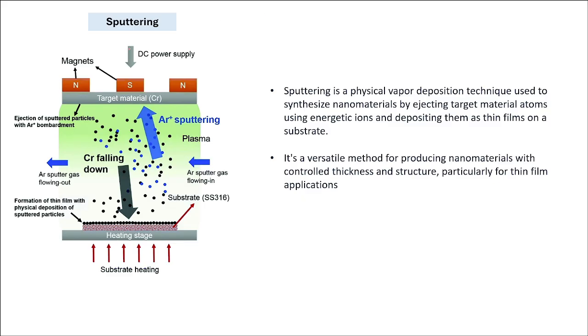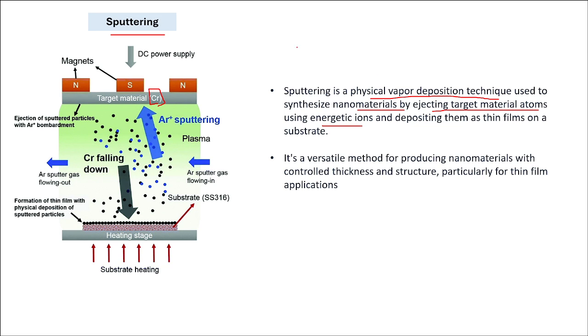Now, the other method is sputtering. What does sputtering mean? In this case, suppose this is the target material, and these are magnets put above. This is the target material, suppose it is made up of chromium. Sputtering is a physical vapor deposition technique used to synthesize nanomaterials by ejecting target material atoms using energetic ions.